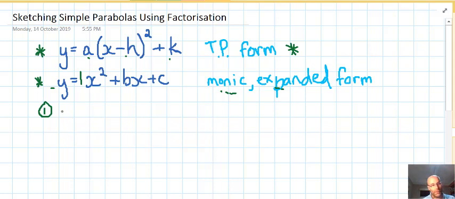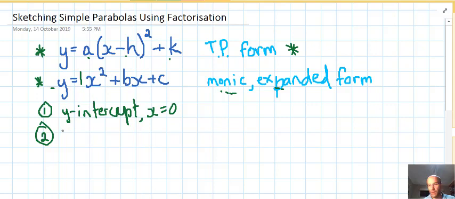So the first thing we can do is find the y-intercept. The y-intercept happens when x equals 0, as you already know. Second step is we find the x-intercepts. As you might know previously with parabolas, there can be 0, 1 or 2 x-intercepts, which are also the solutions.